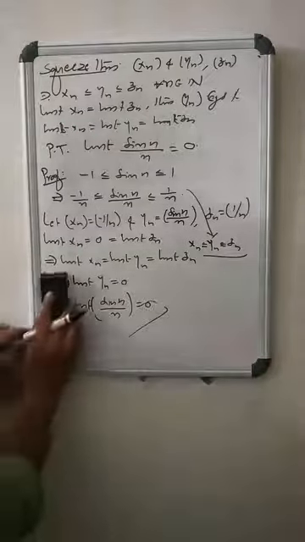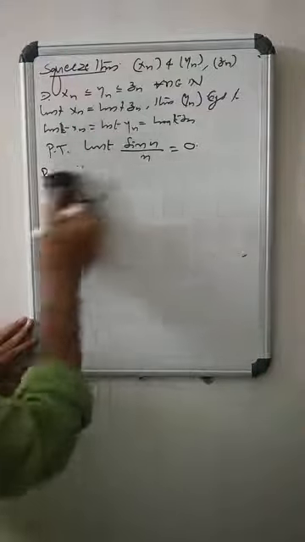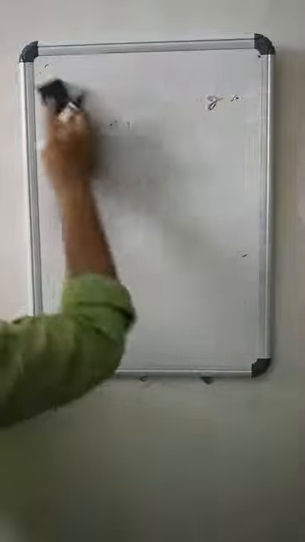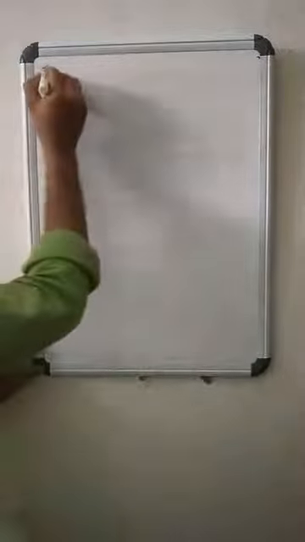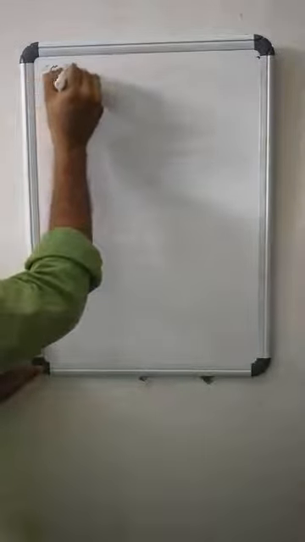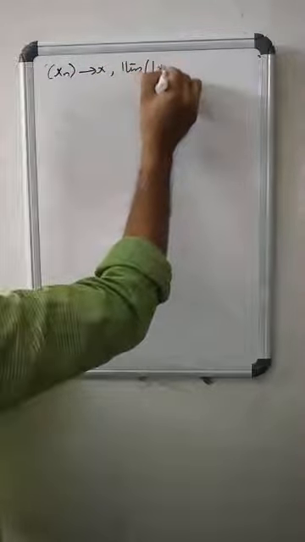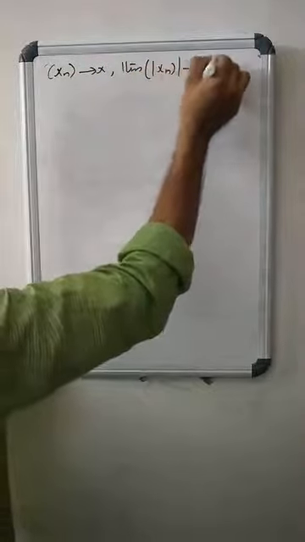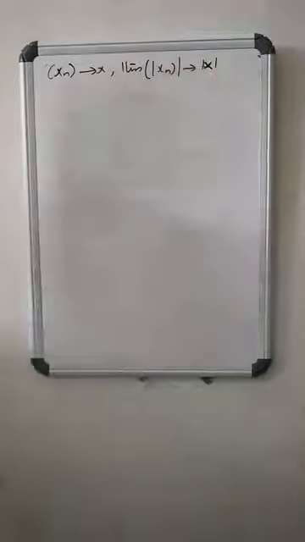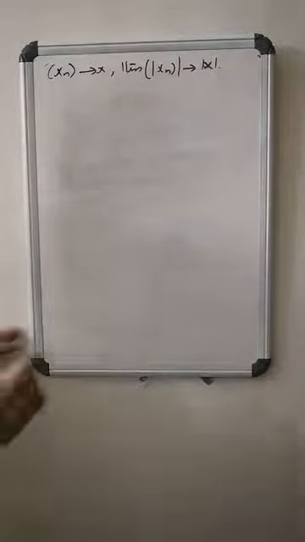Now there is another result. Let (xn) be a sequence of real numbers. If (xn) converges to x, then |xn| converges to |x|. If (xn) converges to x, then the sequence of |xn| converges to |x|. Why?